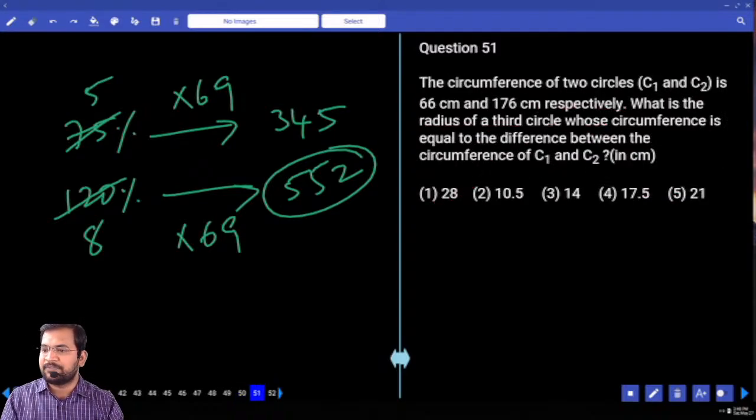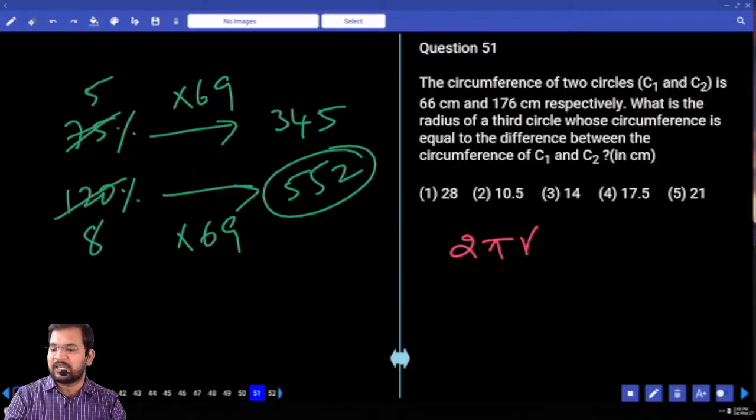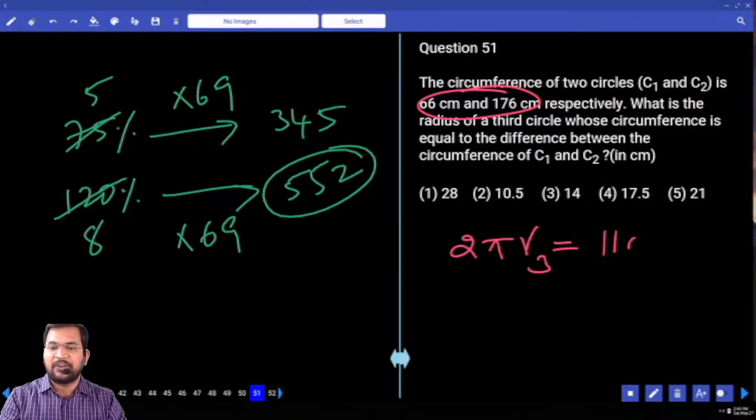The circumferences of two circles C1 and C2 are 66 centimeters and 176 centimeters respectively. What is the radius of the third circle whose circumference is equal to the difference? 2 pi r3 will be equivalent to the difference between the circumference of 1 and 2. The difference is 110. Are you clear?